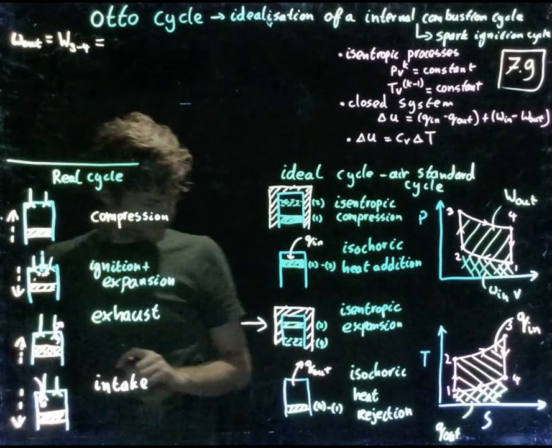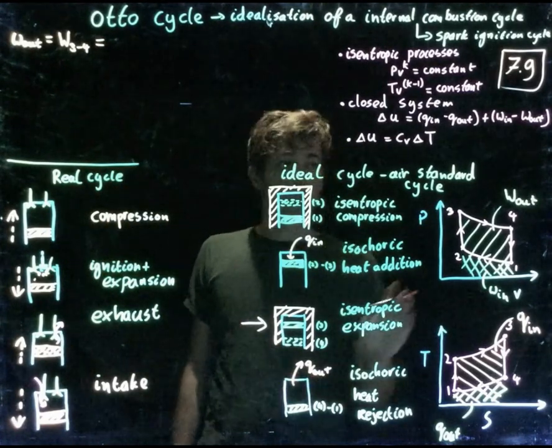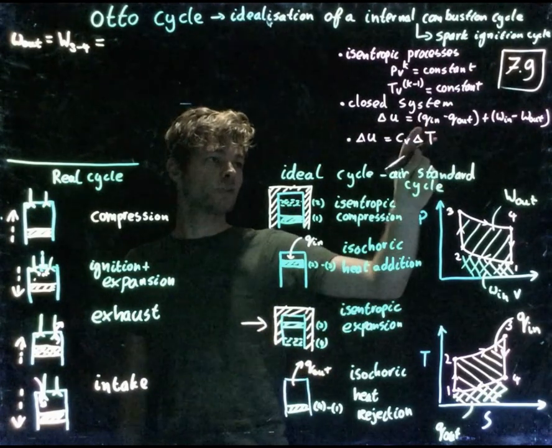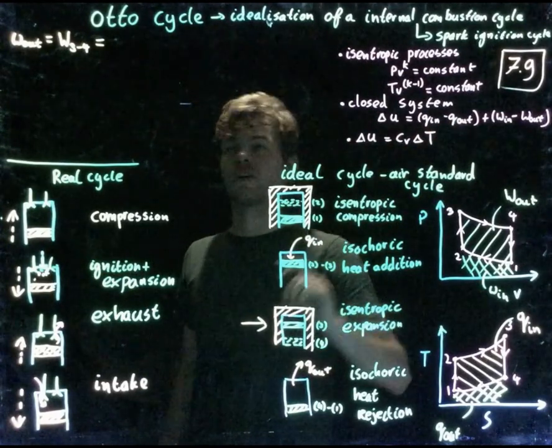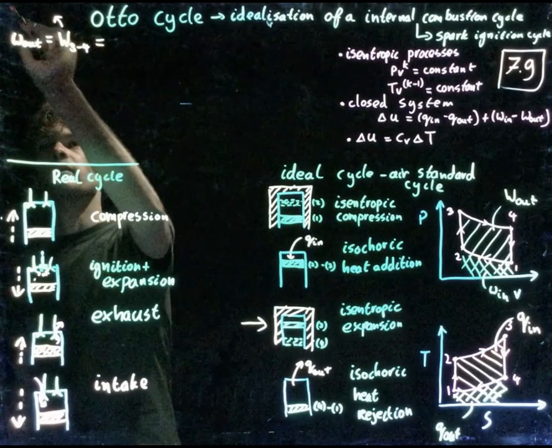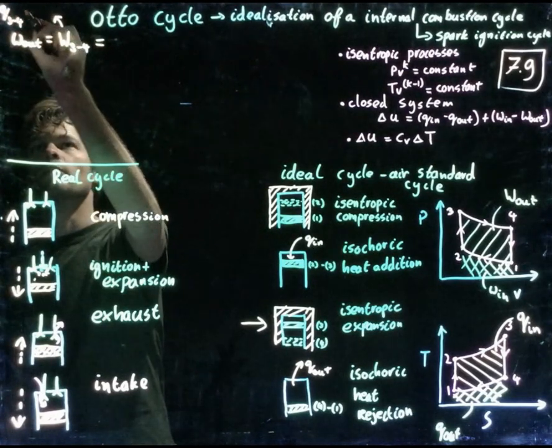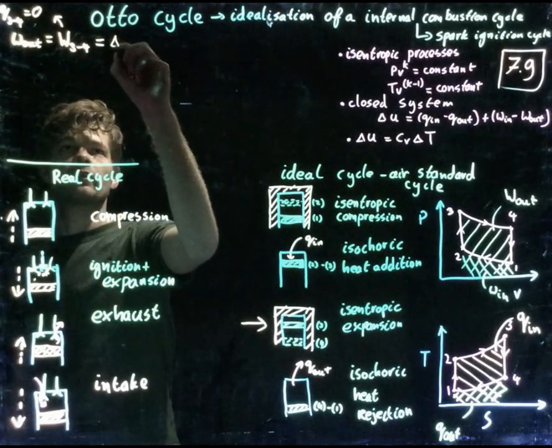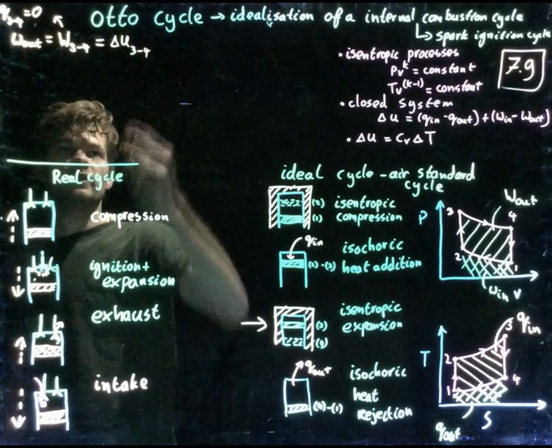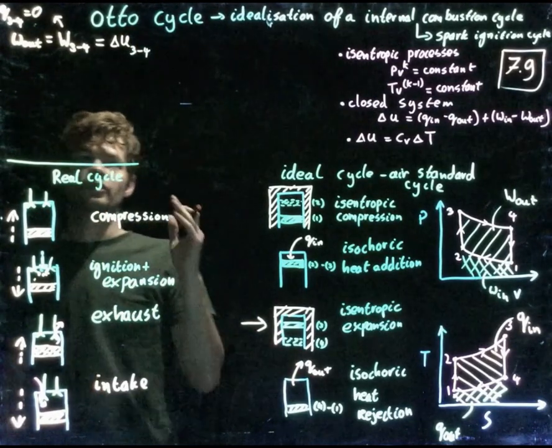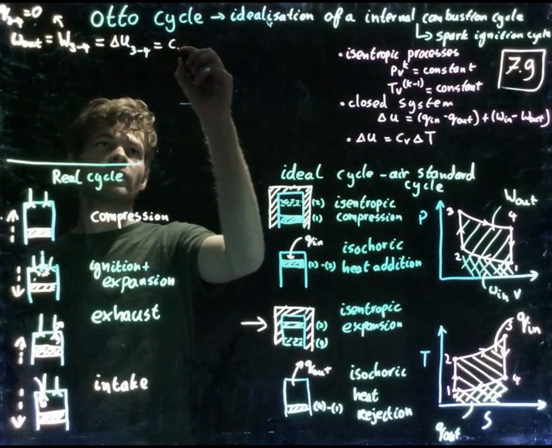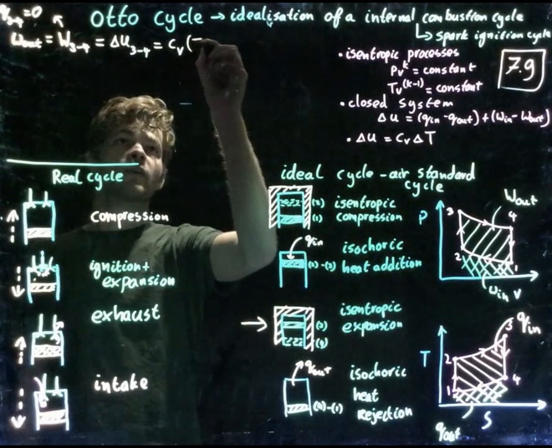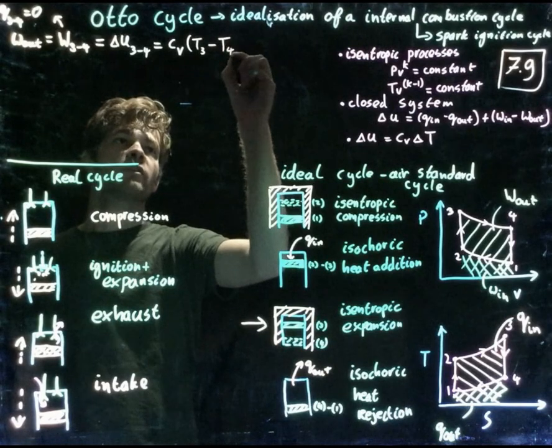Well, since in this stage the system is isolated, so no heat can flow in or out, you can assume that the heat flow is 0, so Q3,4 will be 0. So from this we know that this is entirely equal to delta U, the change in internal energy from stage 3 to stage 4, and that's equal to CV, stage 3 minus stage 4.